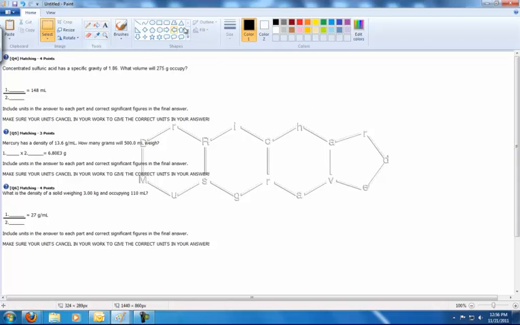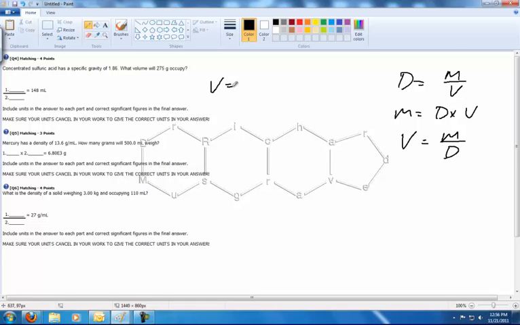Okay, more density problems here. Now we know that density is equal to mass divided by volume. So therefore we also know that mass is equal to density times volume. And then we know that volume is equal to mass divided by density. Now in this case we're looking for the volume.